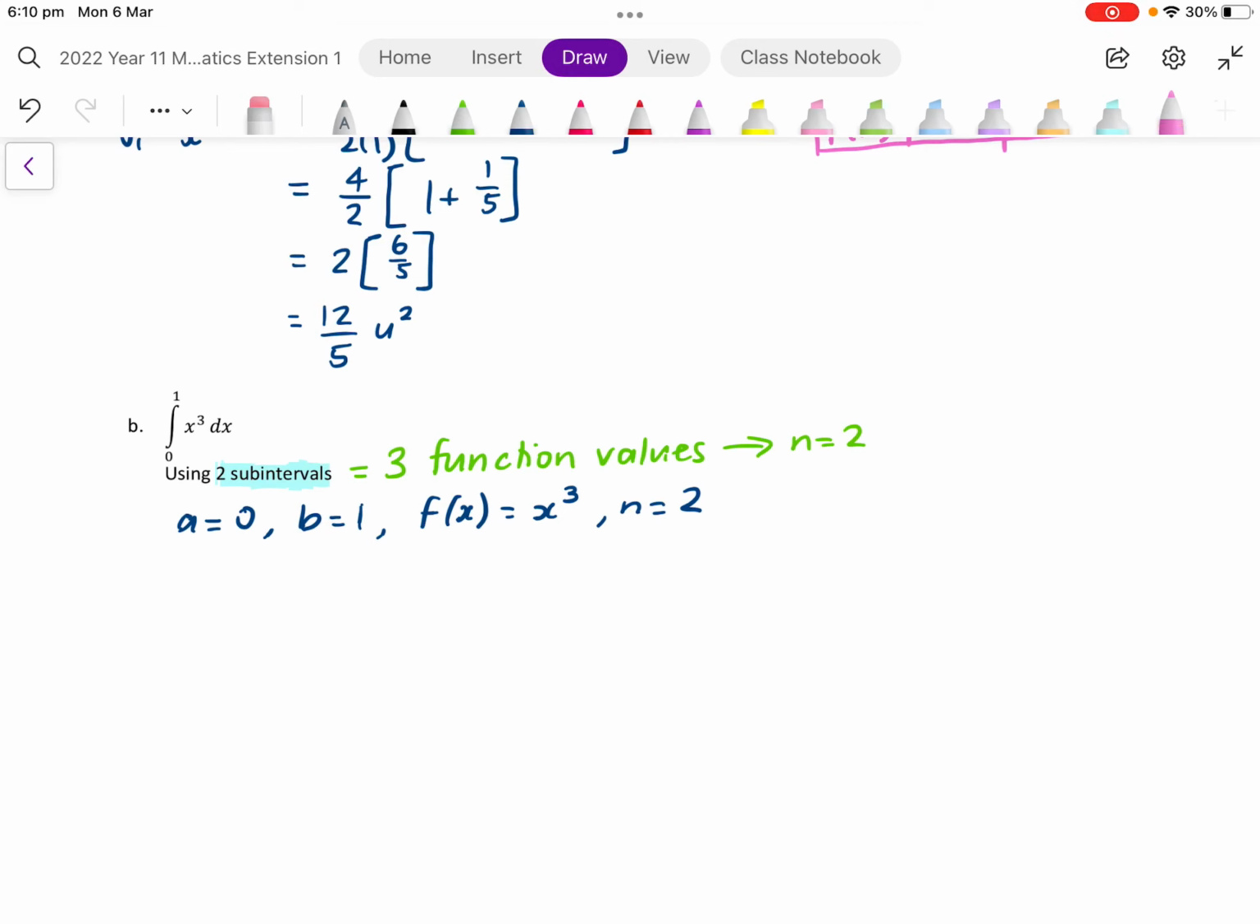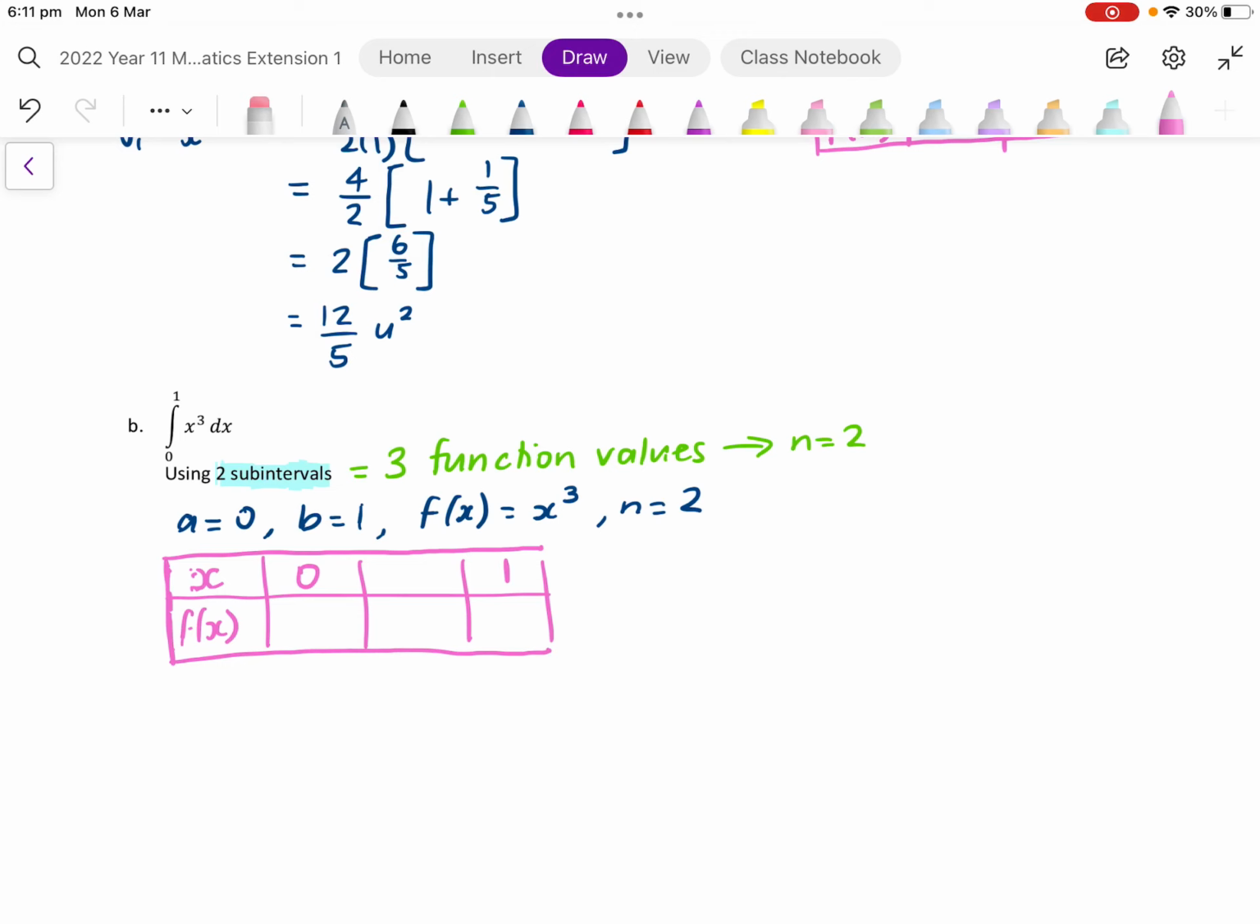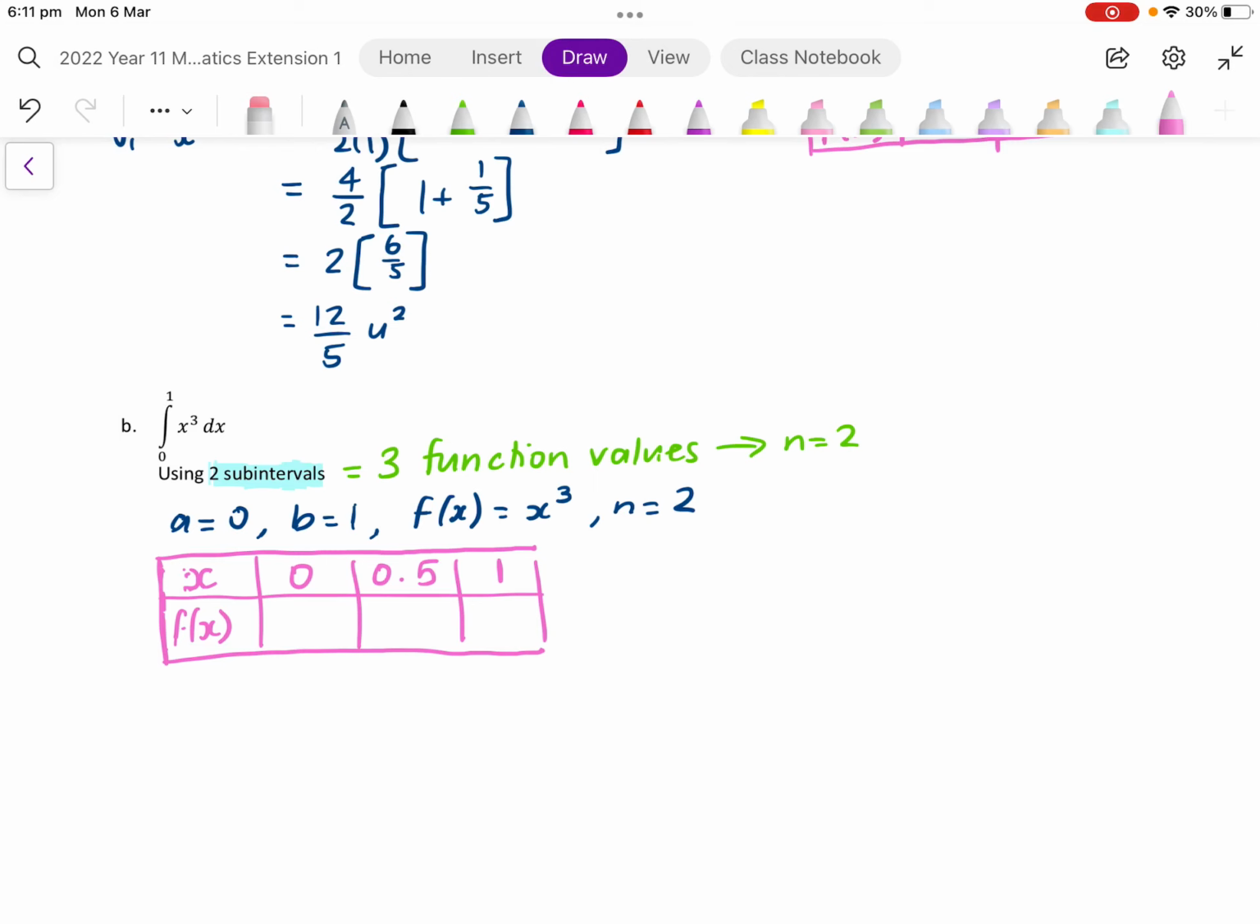Now, what we like to do is draw up our table. So we have our x and our f of x, and we need 3 x values. So we know our first x value is our a value of 0, and our last x value is our b value of 1. Now we need to work out what number is directly in between 0 and 1, and that is 0.5. We then work out our f of x. So our f of 0 is just 0 cubed, which is 0. Our f of 0.5 is 0.5 cubed, which is 0.125. And our f of 1 is equal to 1 cubed, which is just 1.